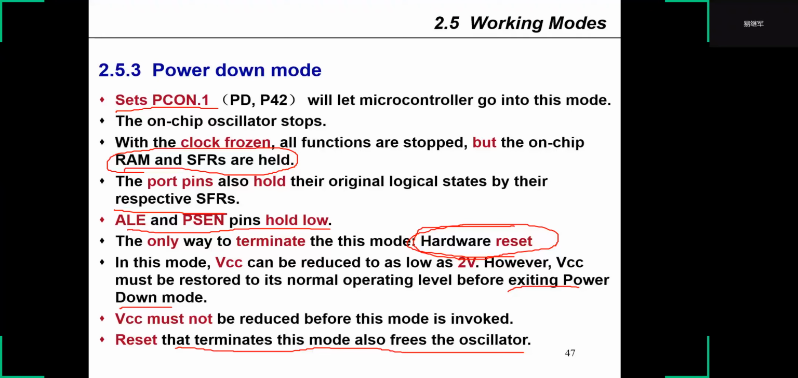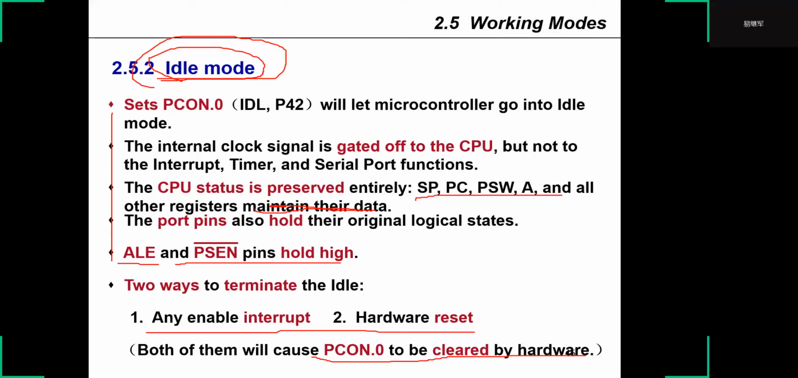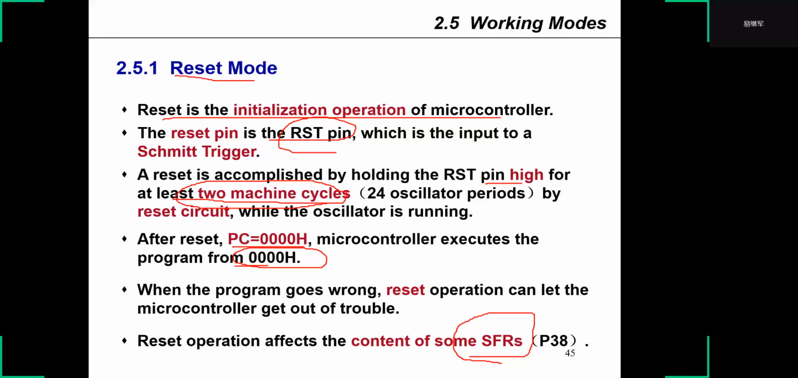Power down mode and idle mode. Idle mode is for power saving. If we don't have enough power for the microcontroller, we can set it to idle mode. Reset mode is just to get out of trouble, or to start from zero address.